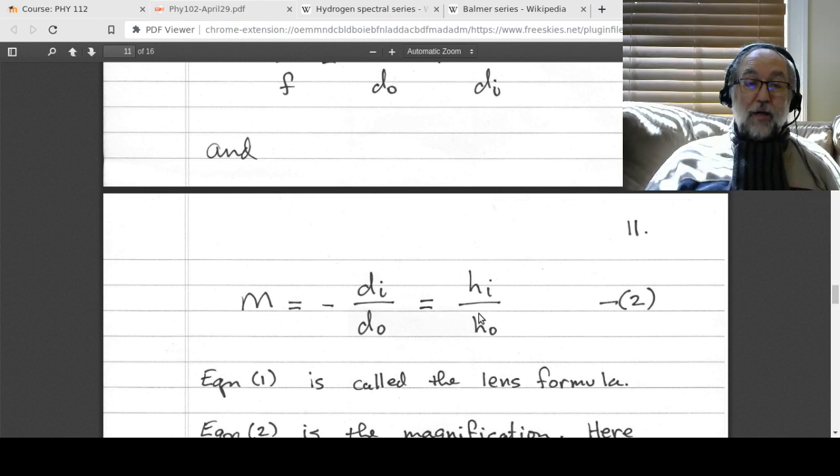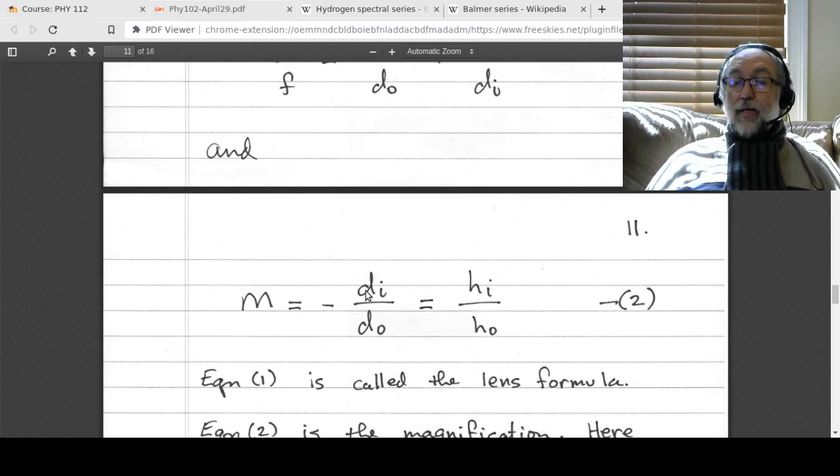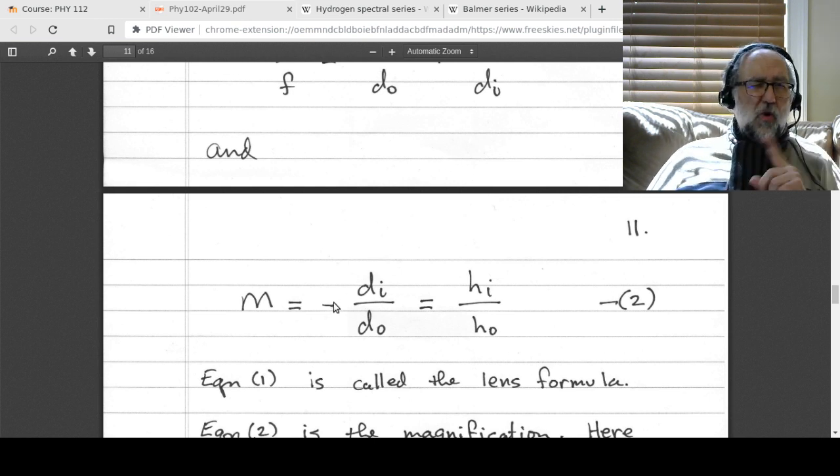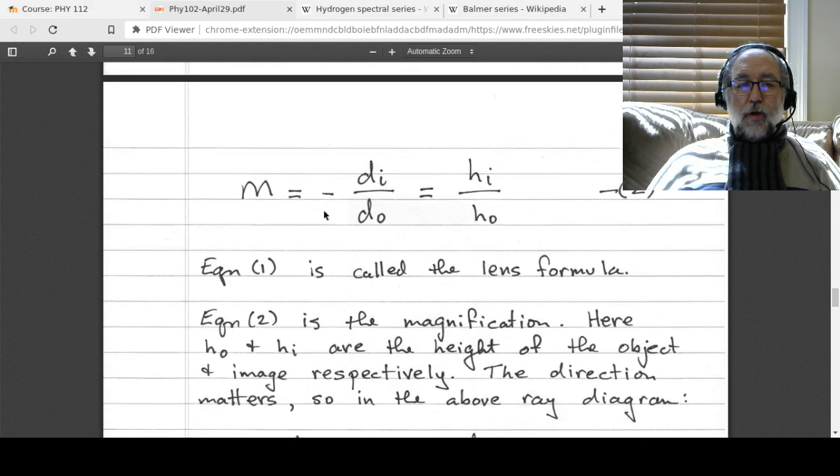But because of the similar triangles, it's actually equal to minus the distance of the image to the lens divided by the distance of the object. And so this is known as the magnification. You can use either one of these to calculate it. Usually use the first one, negative di over do, because di and do are coming out of the first equation, the lens equation. Now, you'll notice there's a negative sign there, so signs are going to be important here.